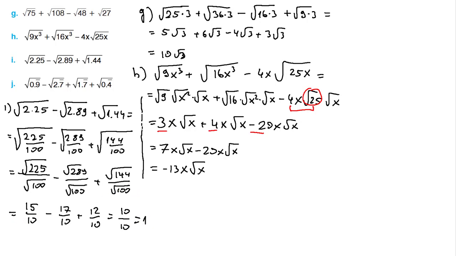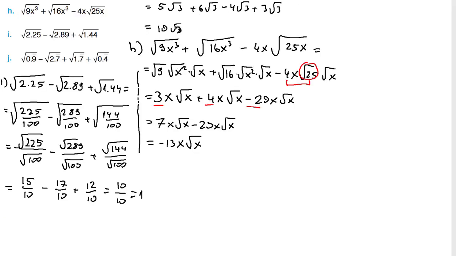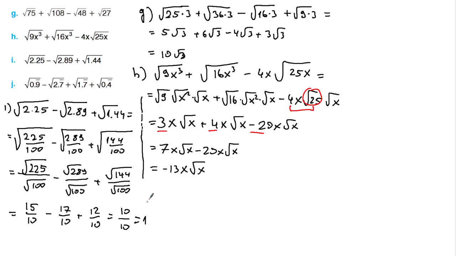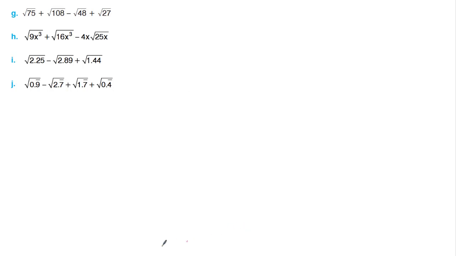All right, let's continue with the last exercise here. Let's continue with the last exercise, which is square root of, let's clear this one. All right, under J, we have now square root of 0.9 in period, like repeating nines.